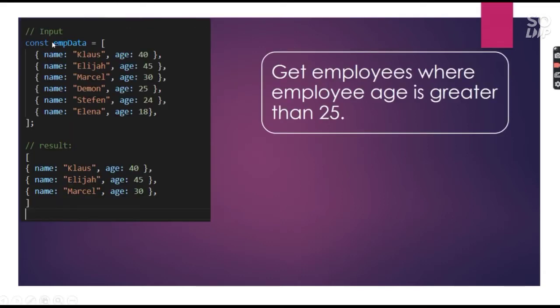After that we will work on employee data. We have an array of objects and each object contains the name of an employee and their age. In the result we want employees whose age is greater than 25. We can say it like this: employee where age is greater than 25. We can consider it as a where clause.